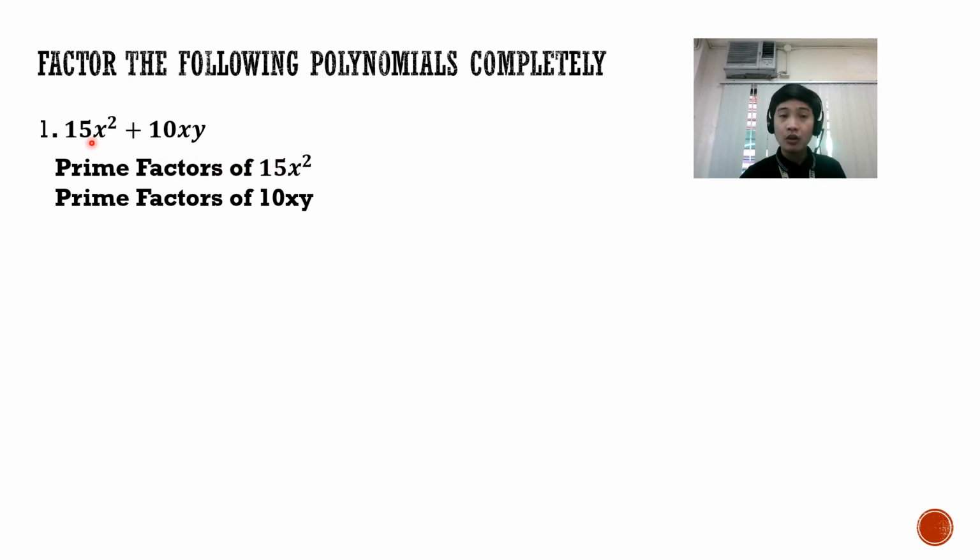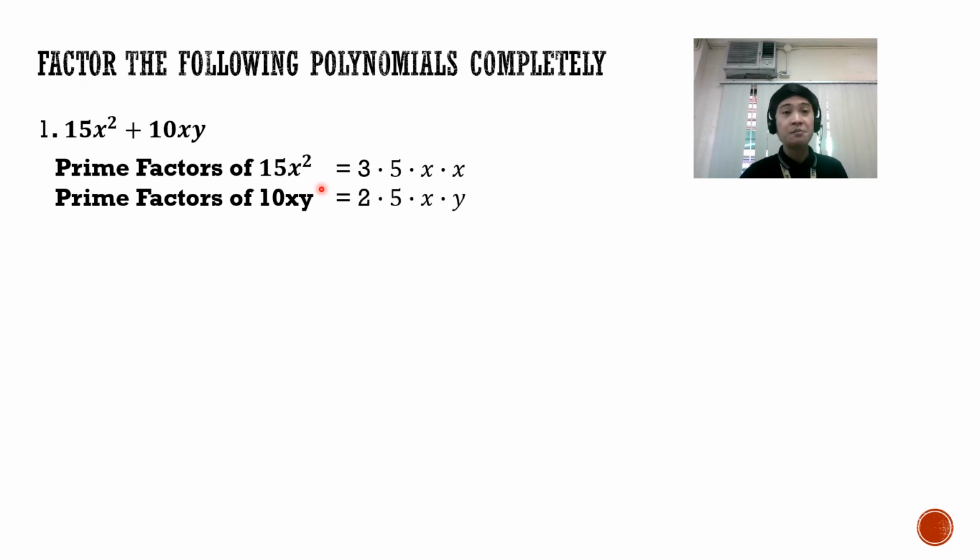Okay? So, for the first expression, ito po ay 3 times 5 times x times x. So, 3 and 5 are both prime numbers. So, 3 times 5, yan ay 15. Yan po yung prime factors ni 15. Ang x squared naman, ibig sabihin, x raised to the second power, twice natin imumultiply si x. So, x times x. So, ito po yung prime factors ni 15x squared.